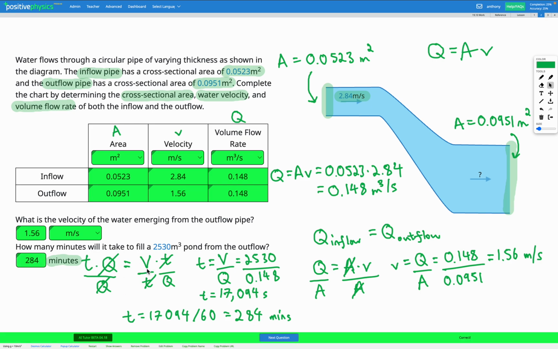Wonderful. Okay. So the most important things when you're doing a continuity equation question is to look at the inflow and the outflow, and remember that the volume flow rate is going to be the same for both. So if you can find both the area and the velocity for one of those ends, you can calculate the volume flow rate for that end. It's going to be the same at the other end, and you can use that as one of your variables to figure out your other unknown.